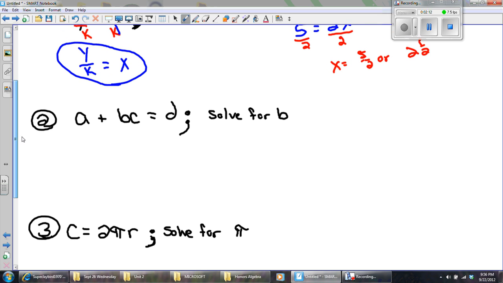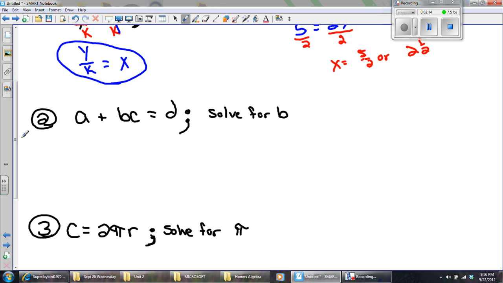All right, let's look at problem number 2. I've got this equation, a plus bc equals d. I'm going to solve for b. Well, b is my variable. My job is to get b alone. What variables are keeping the b from being alone? Well, there's an a over here, and that a is positive, so it's attached by addition. And there's a c over here, and that c is attached by multiplication.